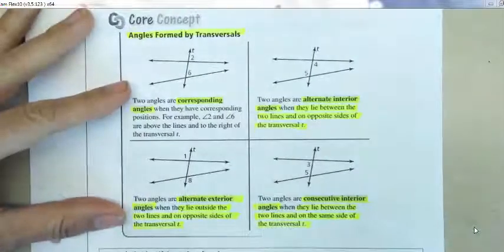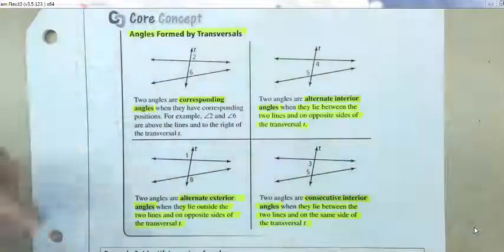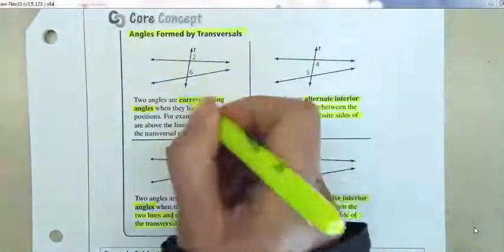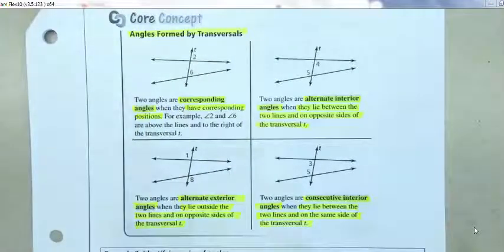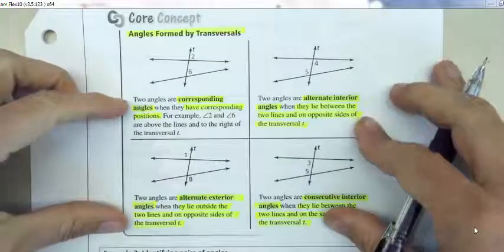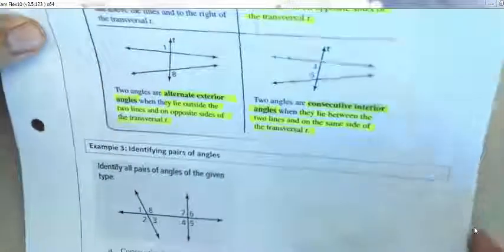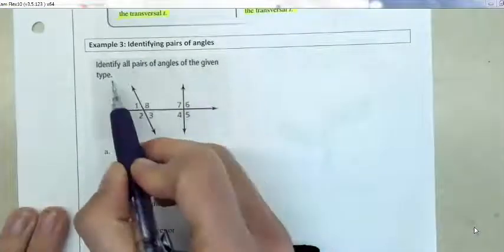Okay, so you guys need to really learn these. These are just in corresponding positions, so I think I'll just say they have corresponding positions. You guys really need to learn these definitions, okay? So let's do a couple of these and we'll be done. Identify all pairs of angles of the given type.